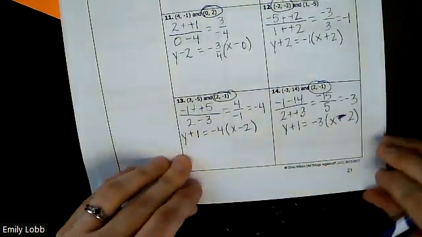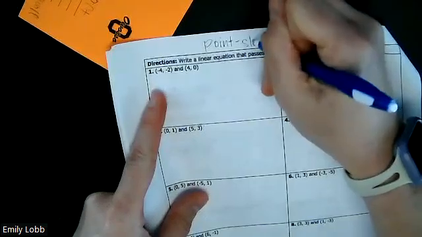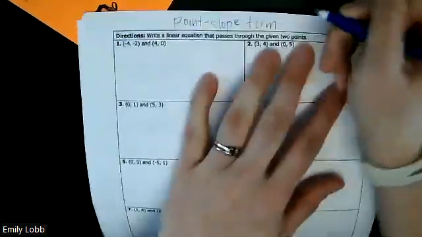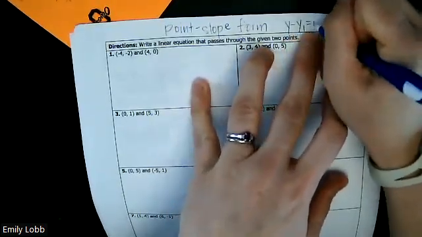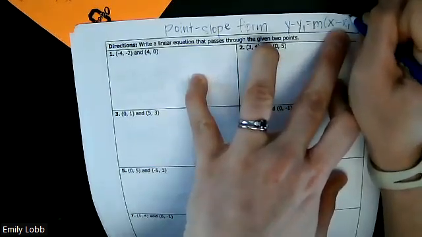All right, so simply try those the same way on page 22. You can put these in point slope form. If you've forgotten what it is, it's helpful. y minus y1 is equal to m times x minus x1.